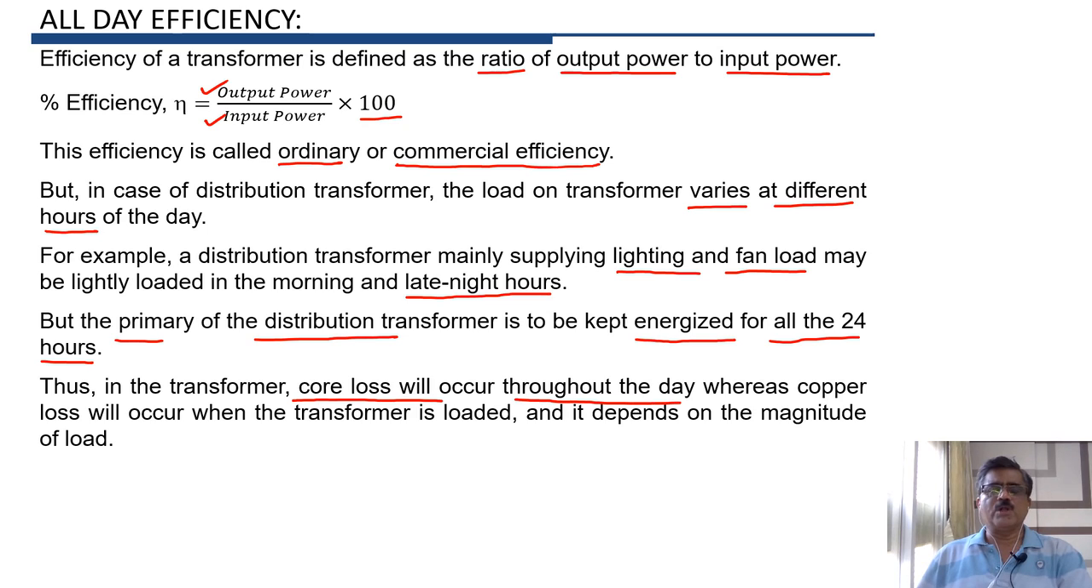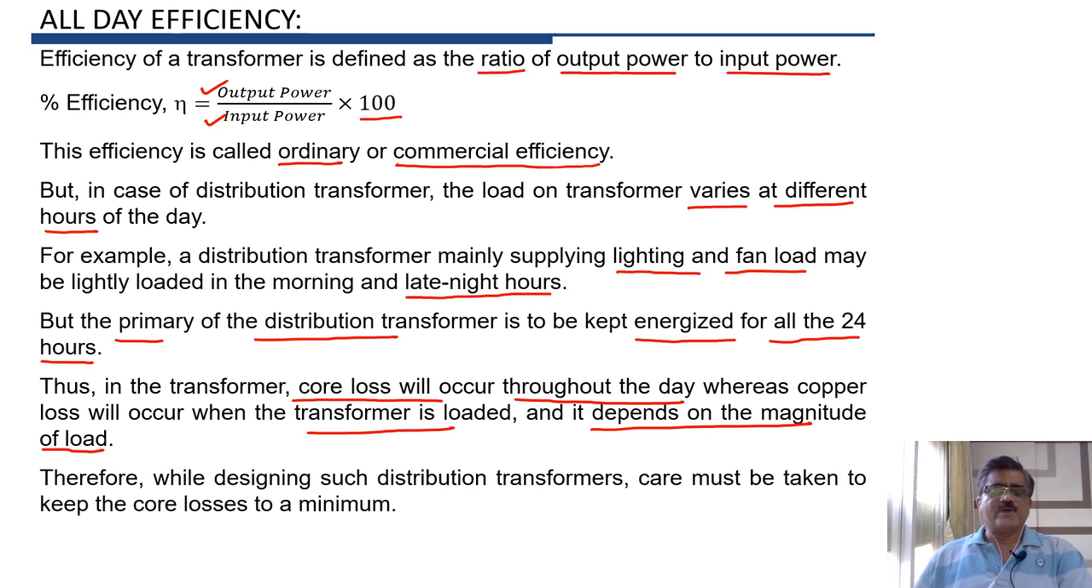Means for all 24 hours core loss will occur, whereas copper loss will occur only when the transformer is loaded, and this copper loss depends on the magnitude of load current. So in distribution transformer copper loss is variable, whereas core loss or iron loss will occur throughout the day, that is for 24 hours.